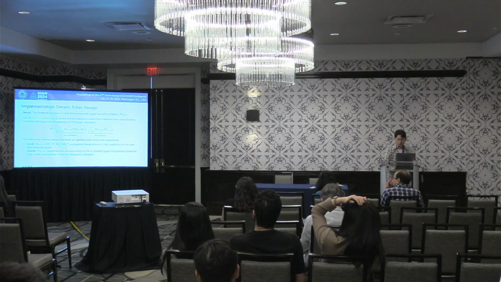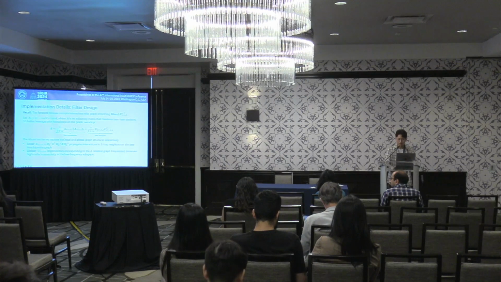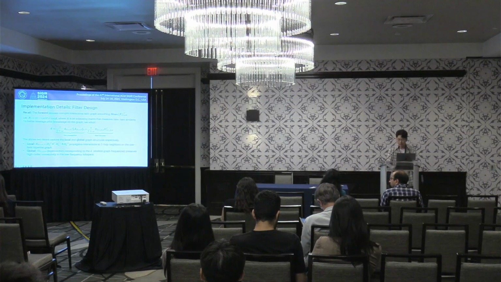Drawing inspiration from two advanced graph signal processing baselines, we adopt an adjacency matrix A as follows. The first term propagates interactions to two-hop neighbors on the user-item bipartite graph, so it's able to capture the local structure. The second term serves as an ideal low-pass filter. It filters out high-frequency components in the graph spectral domain while preserving dense, high-order connectivity in the low-frequency subspace. By a weighted combination of these two terms, our filters effectively leverage prior knowledge on the graph and lay the foundation for graph signal diffusion.